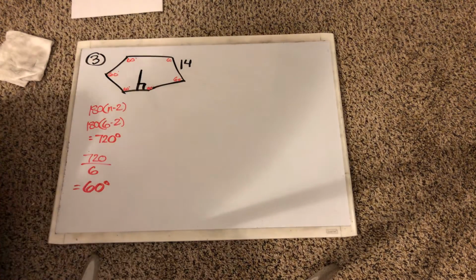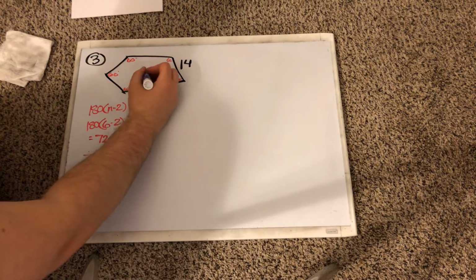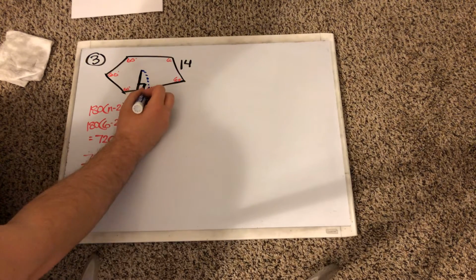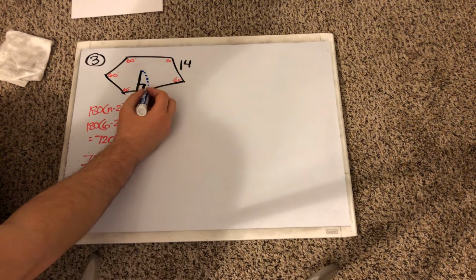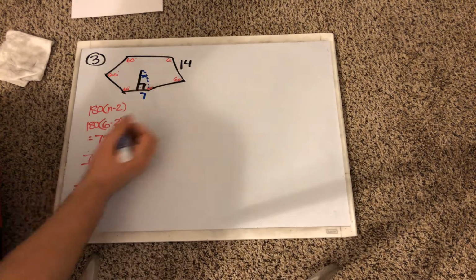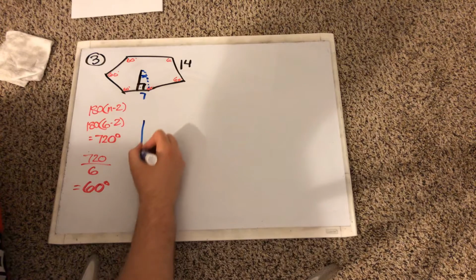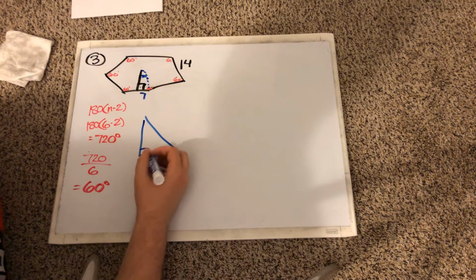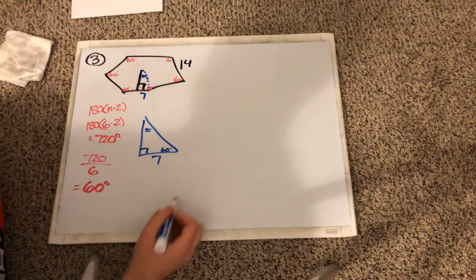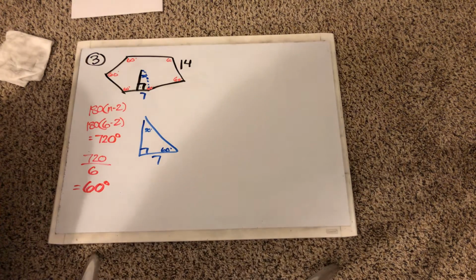If you haven't figured it out yet, we can draw a triangle. If this is 14, well, half of 14 is 7, and this is 60 degrees, and this is 90 degrees, this has got to be 30 degrees. So I'm actually going to draw a little triangle out to the side here. 7, 60 degrees, 30 degrees, and let's try to get this as exact as possible.